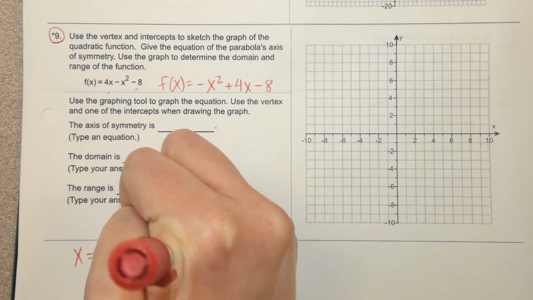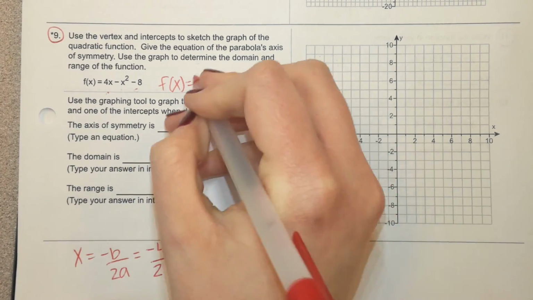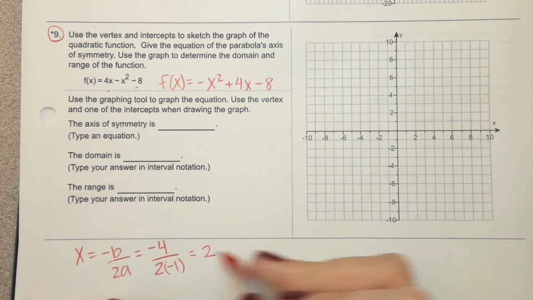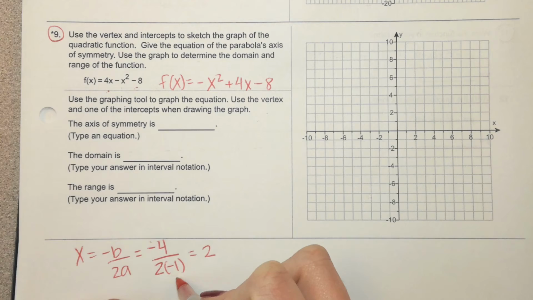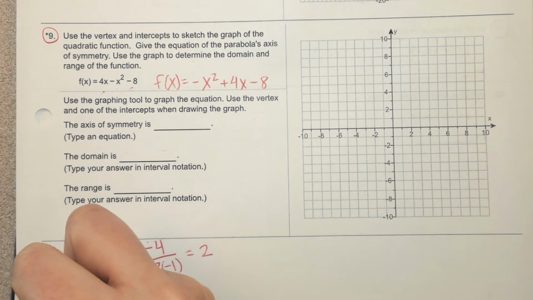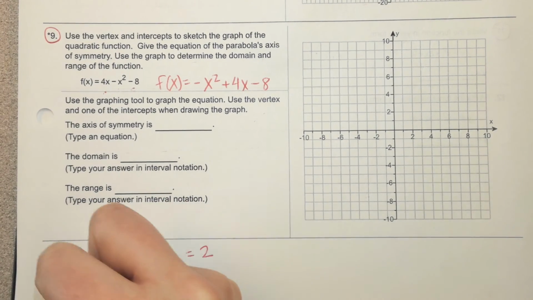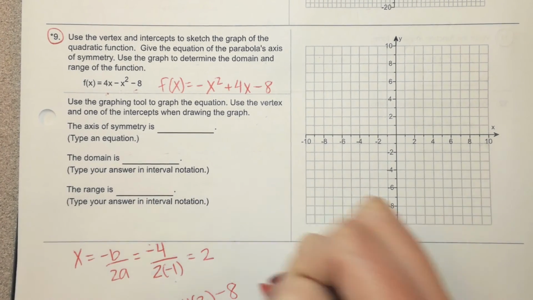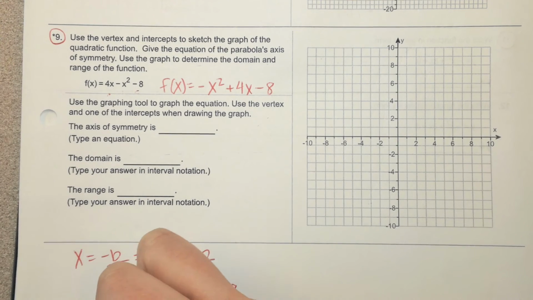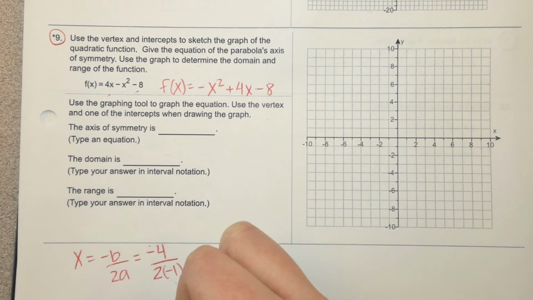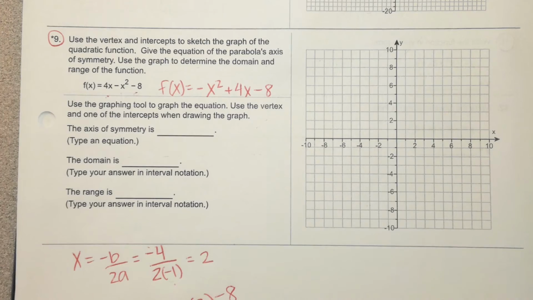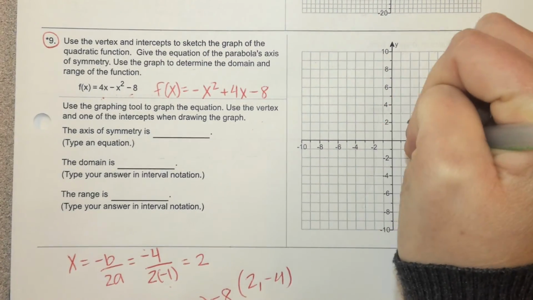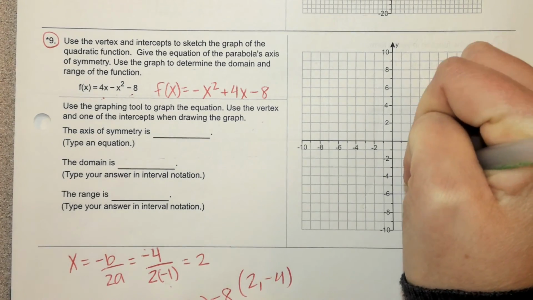So the opposite of b is negative 4. 2 times a is 2 times negative 1. And so that's going to simplify to just 2. Negative 4 divided by negative 2 is 2. Now we're going to find y by plugging 2 in for x. So negative 2 squared plus 4 times 2 minus 8. And so that's negative 4 plus 8 minus 8. And we're just left with negative 4. So our vertex is (2, negative 4). So I can graph that, (2, negative 4).